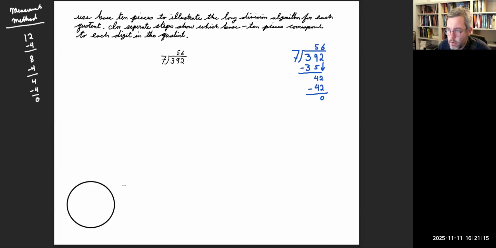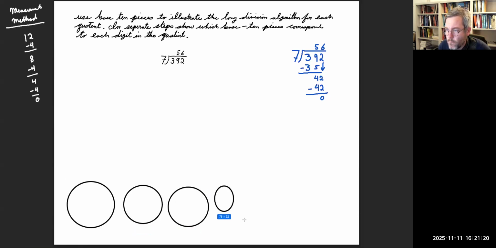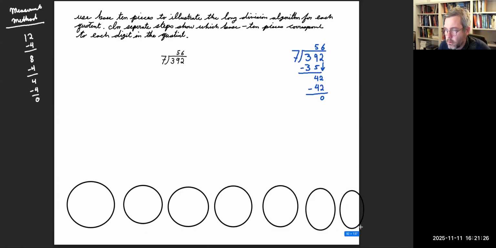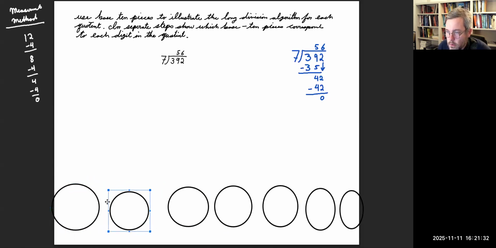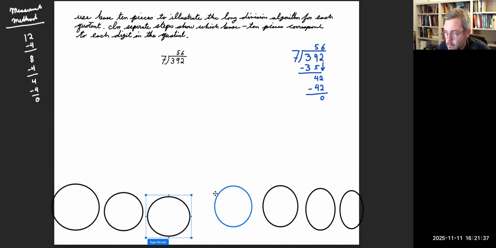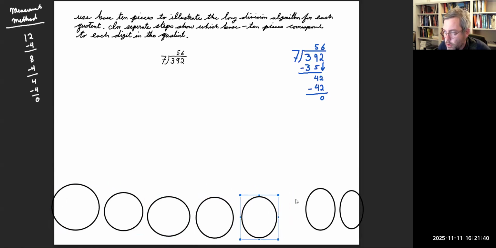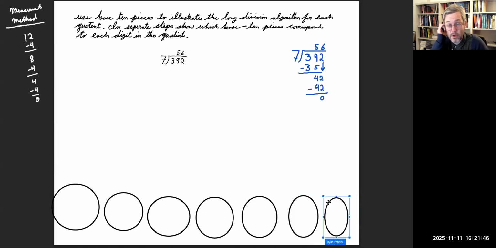So let me make this 1, 2, 3, 4, 5, 6, 7. Ugh. I think 7 groups sounds better to me than 56 groups, but it would be equivalent. All right, so we've started somewhere.